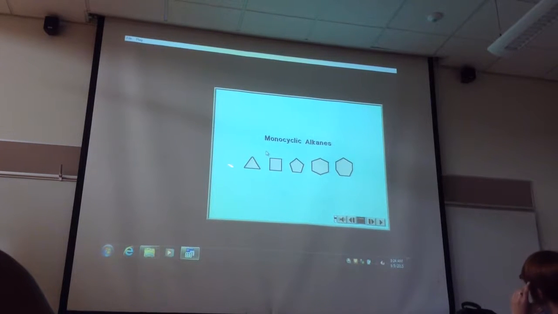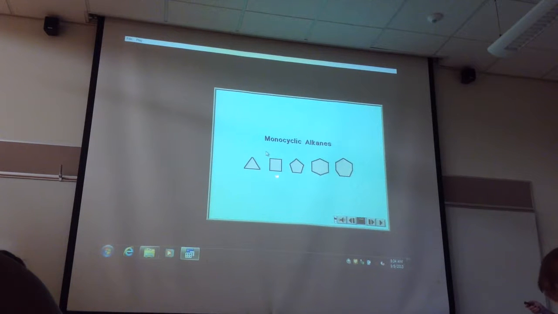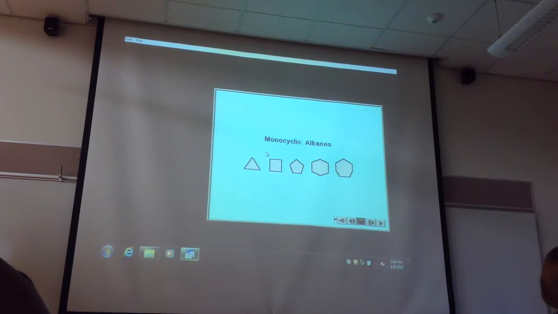Because there are a total of 3 carbons in here, and it's a ring, this is going to be called a cyclopropane. And the square is your cyclobutane. The 5-membered ring will be the cyclopentane. The 6-membered ring will be the cyclohexane. And the 7-membered ring will be the cycloheptane. But each of them will have its own uniqueness that we want to look at, okay?